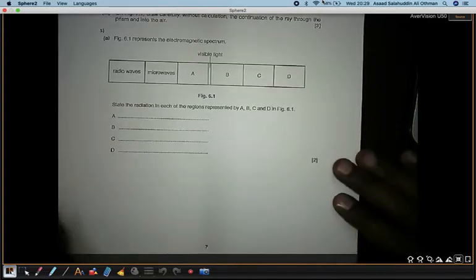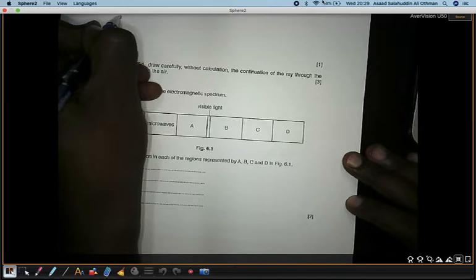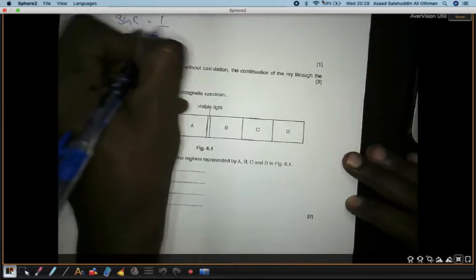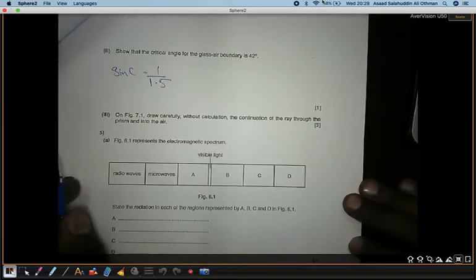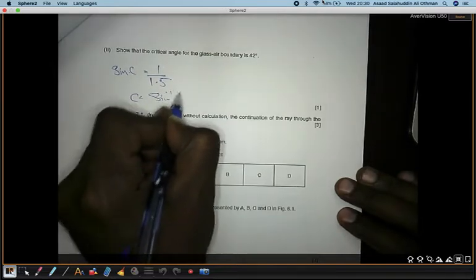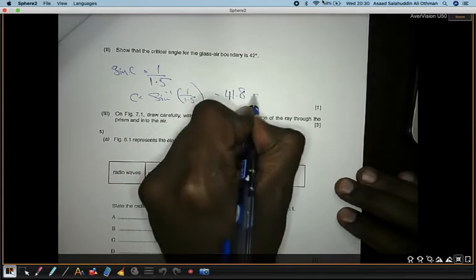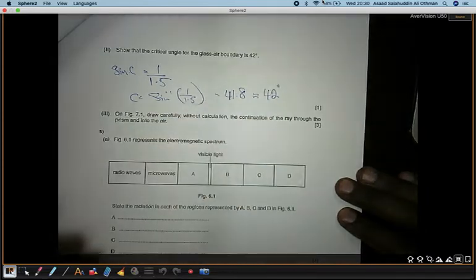Show that the critical angle for the glass air boundary is 42. It's the same. Sine C equals 1 over 1.5. C is equal to sine inverse of 1 over 1.5, which is 41.8, which is approximately 42 degrees.